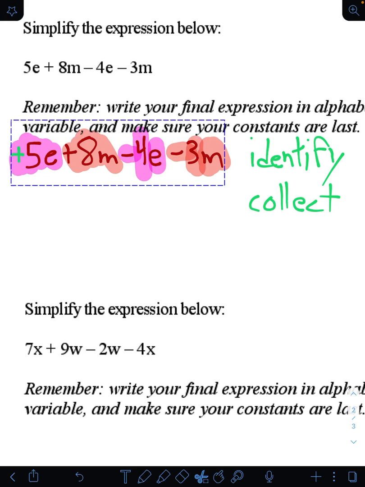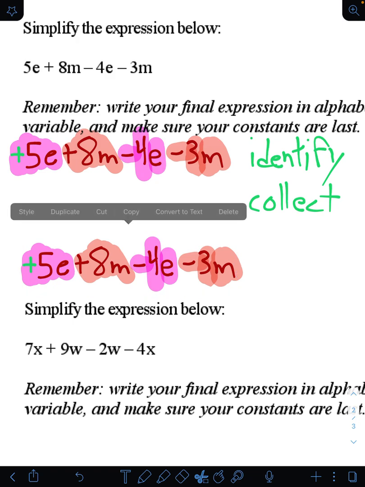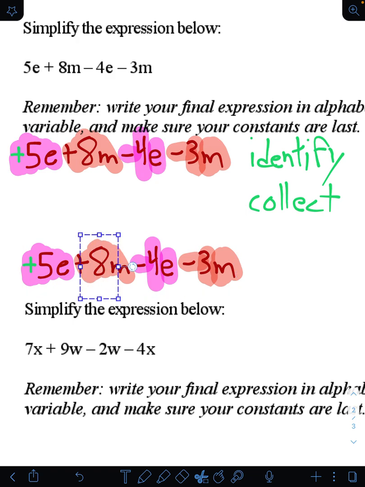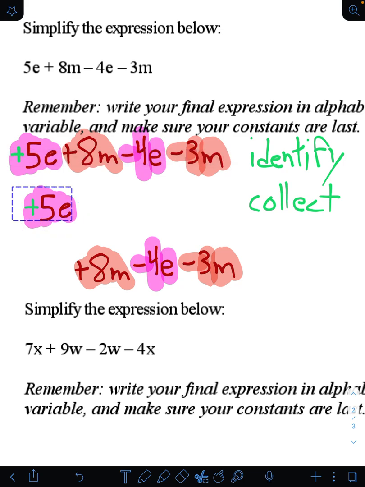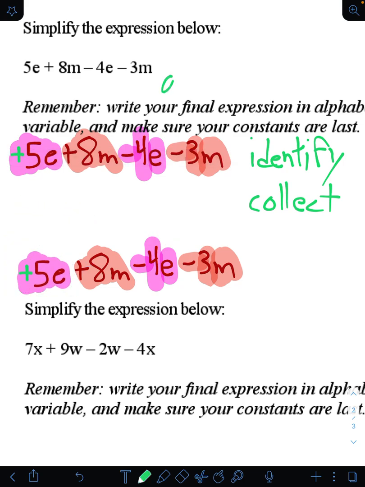If I'm using Notability, that is super duper easy. I just duplicate it and move it around. Here's one thing: you don't just put them in any order. You don't put the m's first or the e's first depending on how you feel. What you have to do is put them in alphabetical order, A through Z. So if you hear me saying the alphabet, that's why.